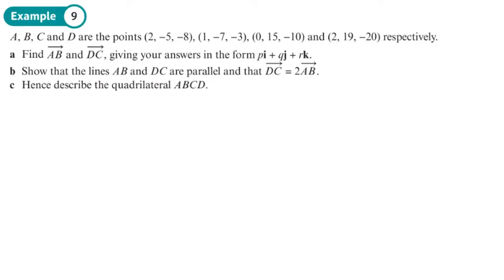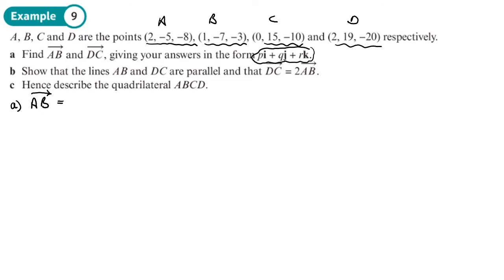We have 4 points here, A, B, C, D. So I'm guessing we're going to have something about quadrilaterals, maybe proving or showing what type of quadrilateral we get. So we might need to work out the lengths of sides, things like that. Part A, find vectors AB, displacement vectors that is, and DC. So the jump that takes me from A to B, and in the form IJK.